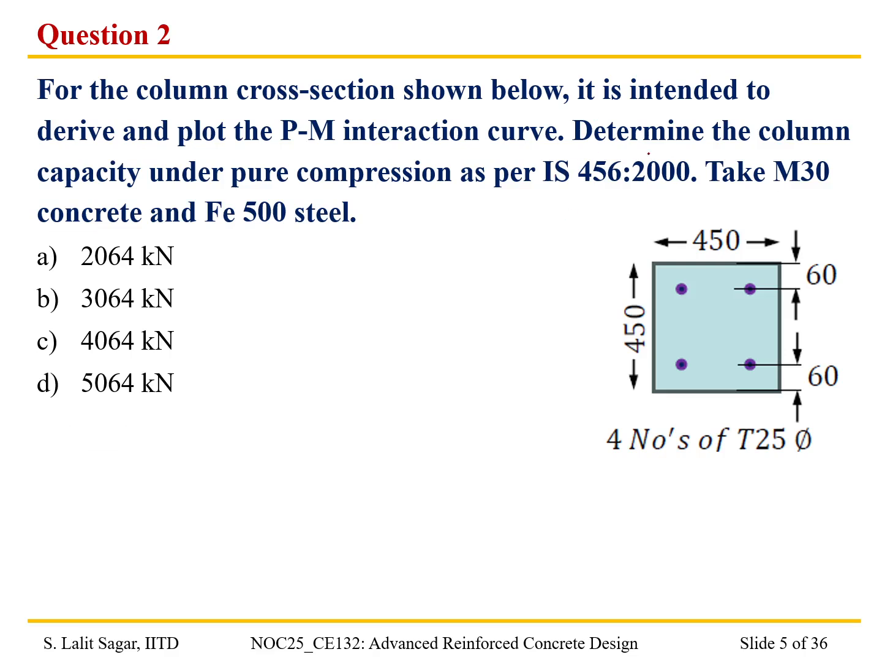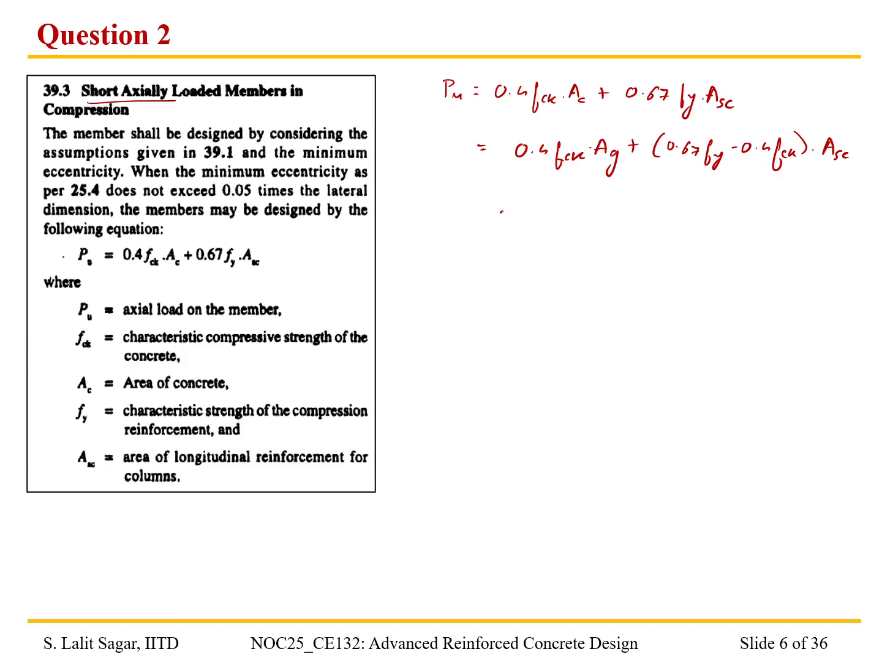Right. So we have the cross section that is 450 by 450 millimeter, and the effective cover is 60 millimeter, and it is reinforced with 4 bars of 25 mm diameter. Right. And fck is 30 MPa and fy is 500. Okay. Let us write down that data in the next slide. Okay. fck is 30 MPa and fy is 500 MPa.